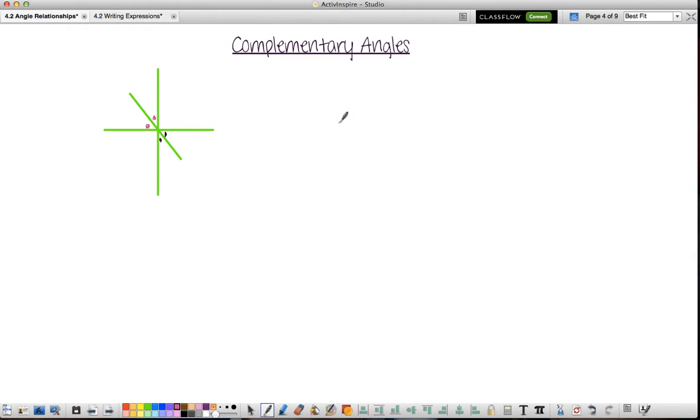So if it says that the angles are complementary and it says what's the complement of 62 degrees? Well, I need to take my 90 degrees, so that would make the right angle, subtract the 62 degrees that I already have, and I would get 28 degrees. So it's called the complement. The complement of 62 is 28 degrees.